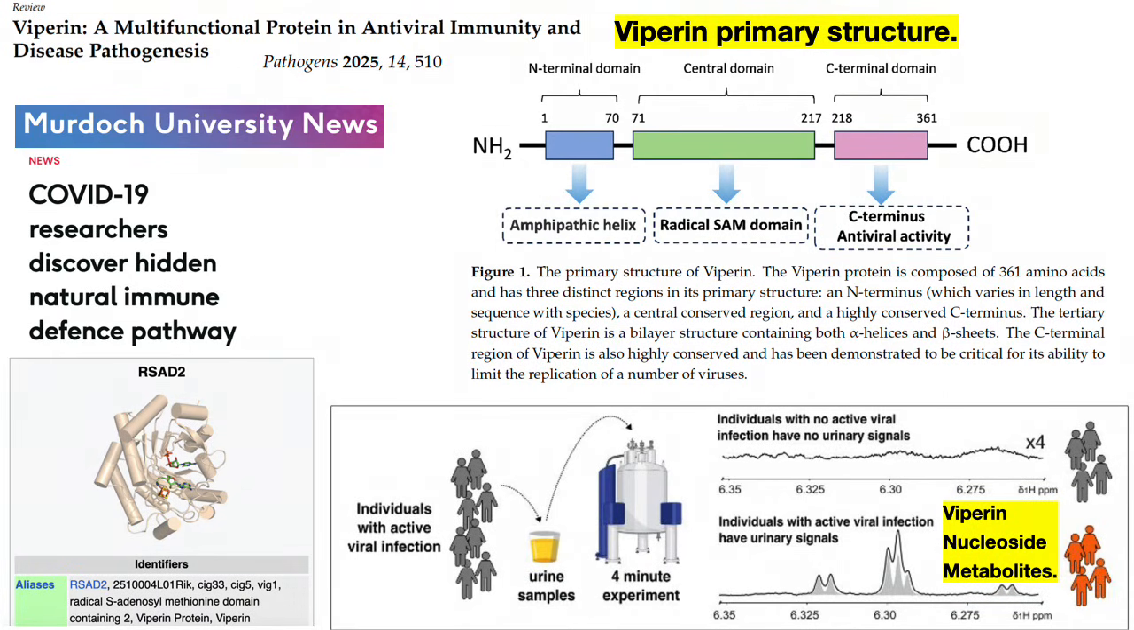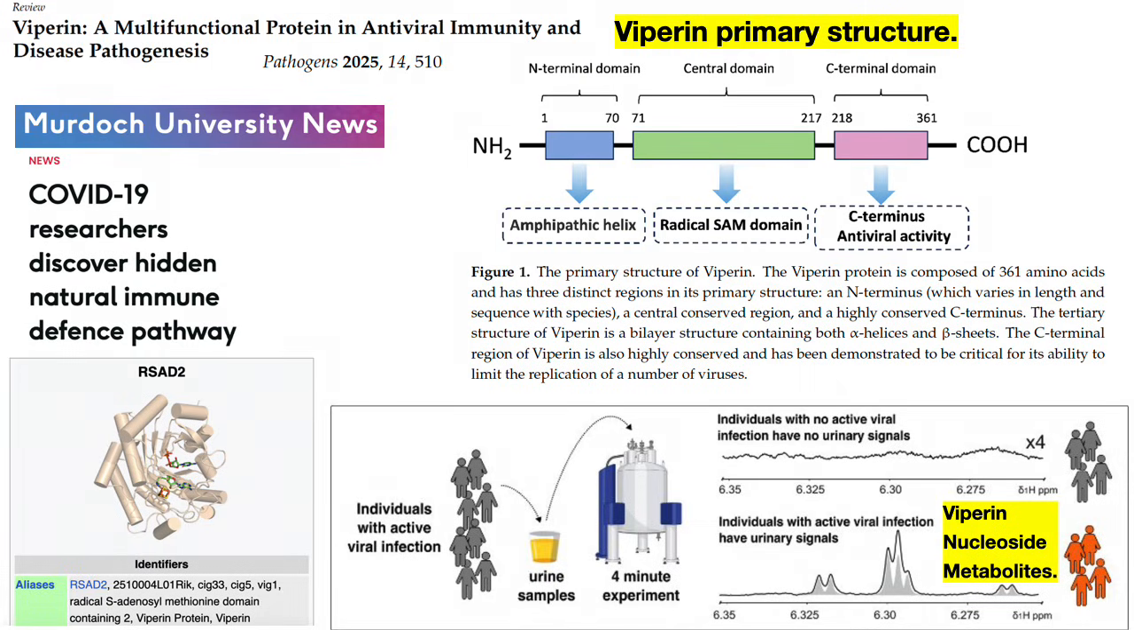Here is the Viperin primary structure. There is an amphipathic helix. In the center, there is the radical SAM domain, and at the carboxy terminus, this is where antiviral activity is located. Some background on this sequence. The primary structure of Viperin.